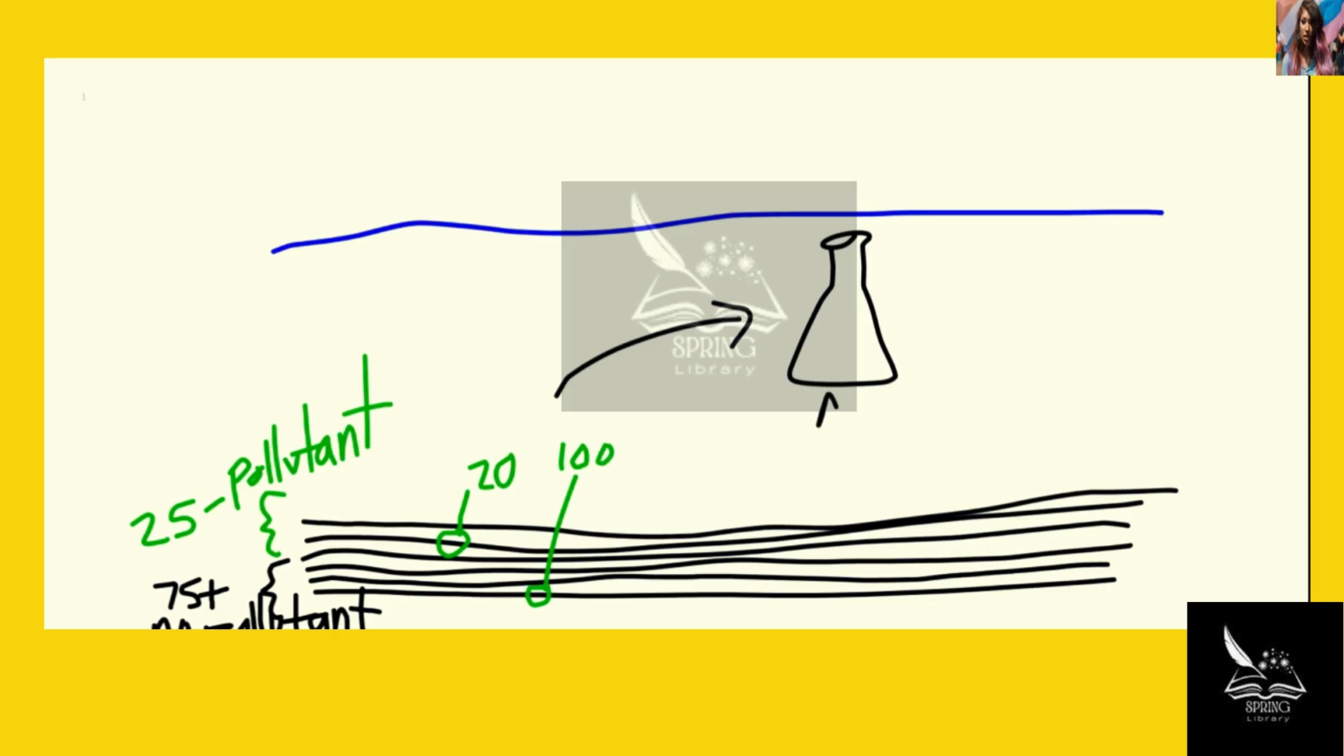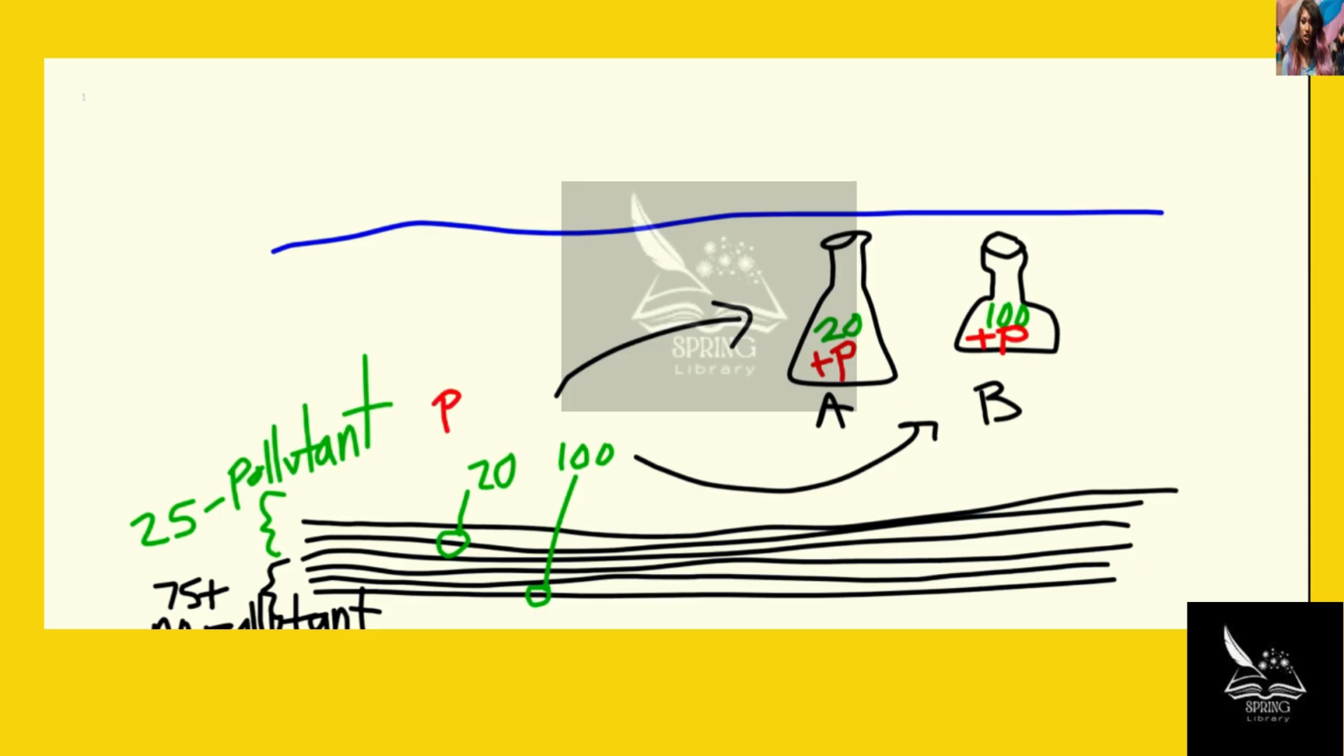Okay, so if we have flask A, which has our 20-year-old endospores in it. Okay. And then our flask B will have the 100-year-old endospores in it. Okay, then they also add the pollutant to both. And this is theoretically the same pollutant that has sort of been in the marsh for the past 25 years, okay? And we expect them to grow differently, and the question is, why?